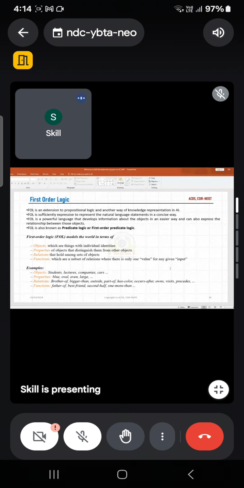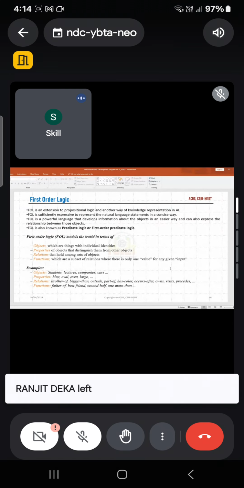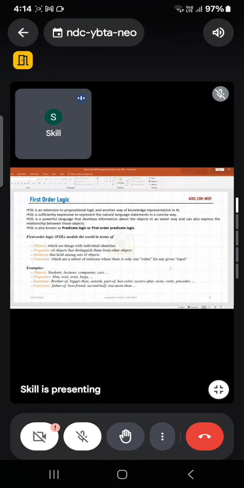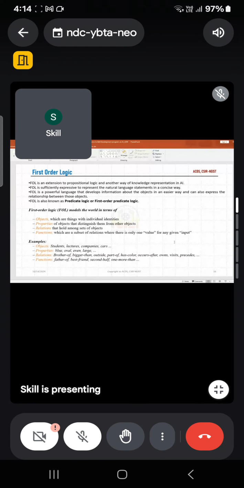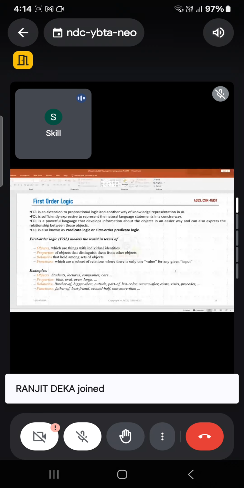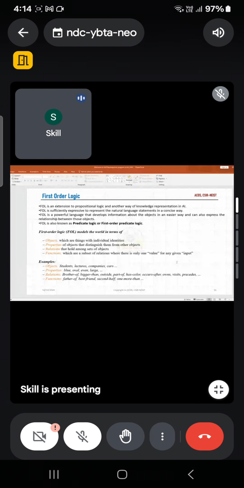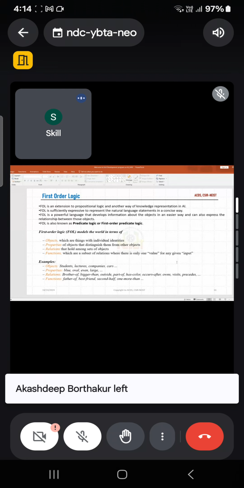some of the terms are associated with it, such as objects, which are the things with individual identities, such as students, lectures, companies, cars, and then properties of the objects, which distinguish the objects from each other, such as blue, oval, even large, then relations that hold among the sets of objects, like brother of, bigger than, outside, part of, occurs after, owns, visits, precedes.